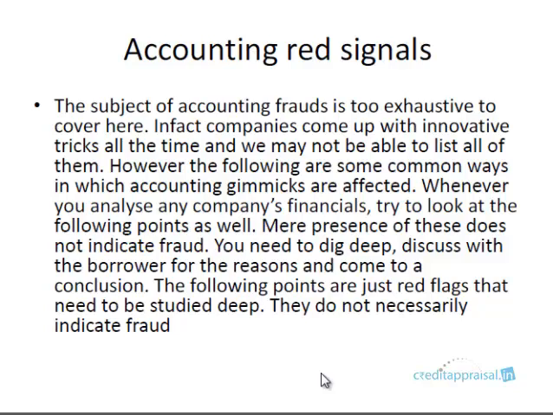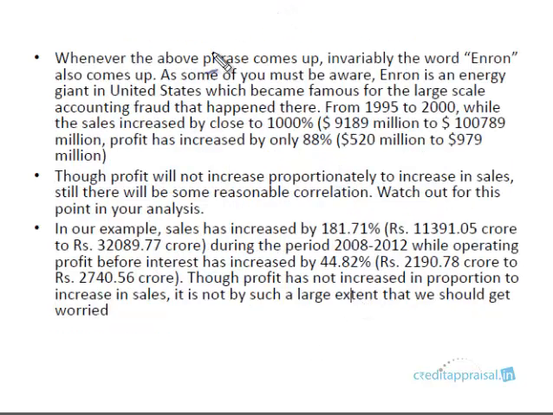Now, in your balance sheet and P&L account, if you happen to see this, it should point as a flag to you, a sort of red signal that something is not right. You might have heard about the term Enron, an energy giant, a huge company, where some accounting fraud happened. Sales increased during this 5 year period, 95 to 2000, by more than 1000%, from 189 billion, whereas profit increased by only 88%.